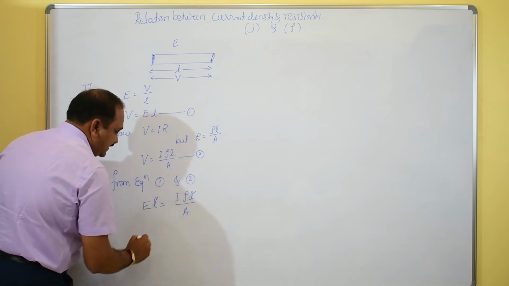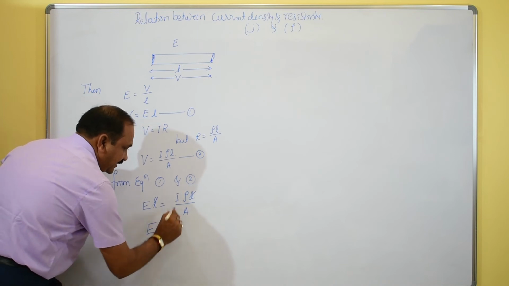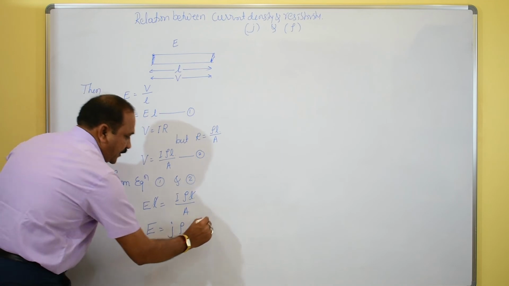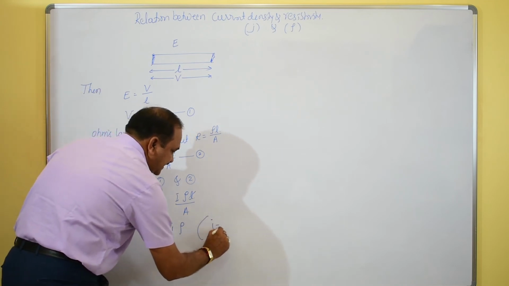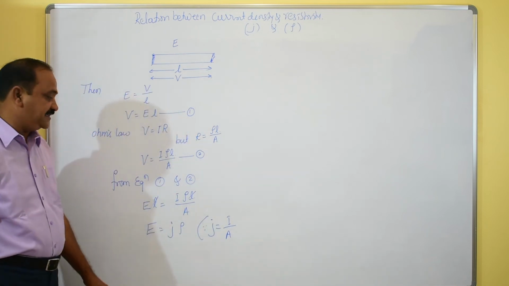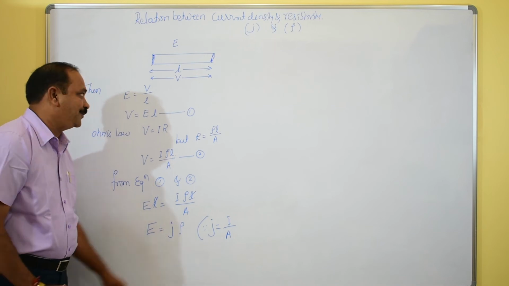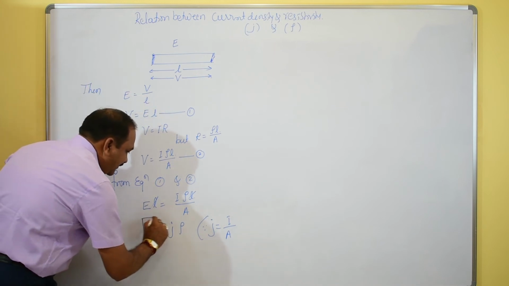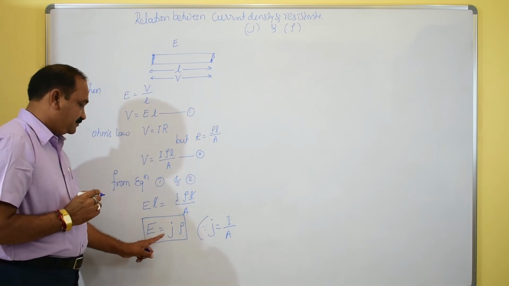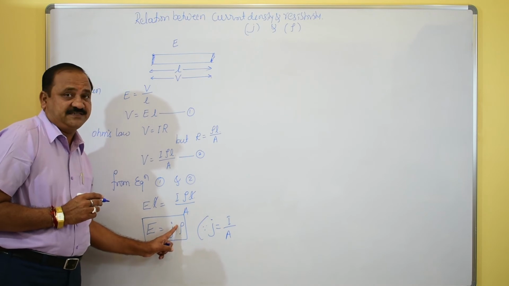L will get cancelled. E equal to I by A, which is J, into rho, because J is the current density, I by A. So E equal to J into rho. This is the simple expression we are supposed to know, connecting electric field, current density, and resistivity.